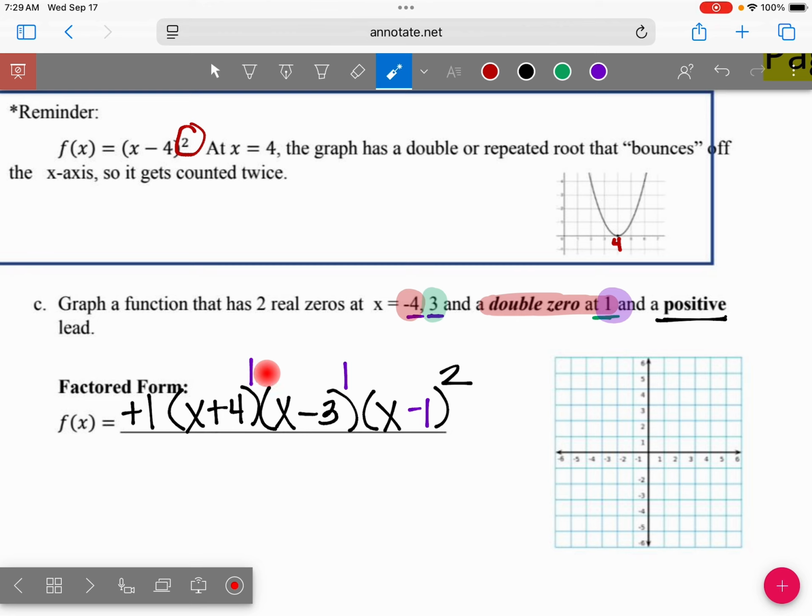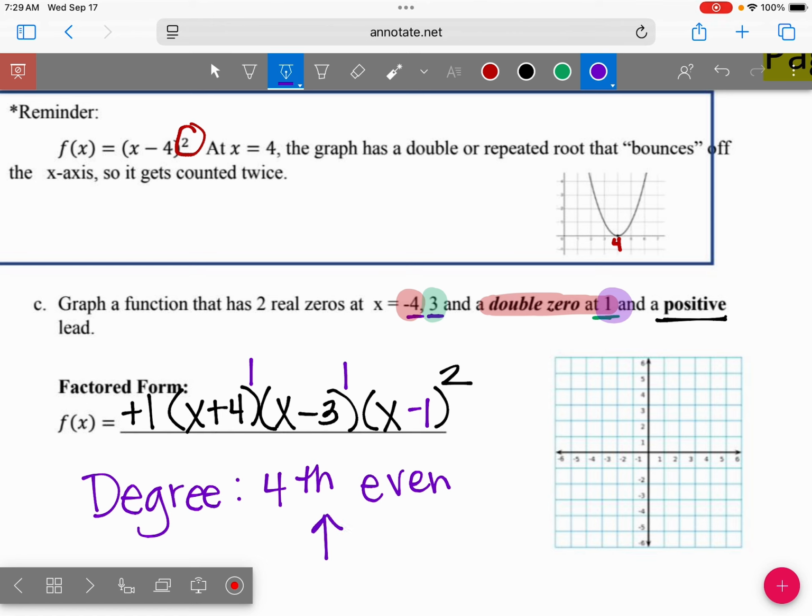1 + 1 + 2. 4. 4 is what kind of number? Positive. Is it even or odd? So this is a 4th degree, which is even, and it told us it is a positive lead, which means that both arrows, when we sketch it, they both have to go up.